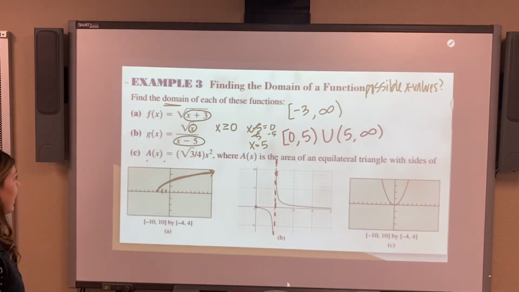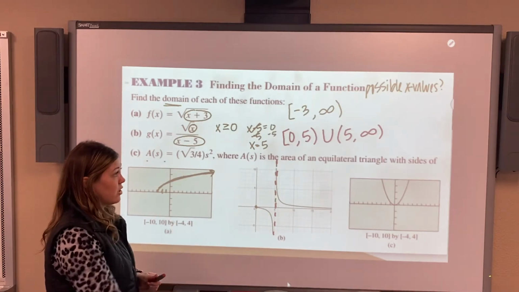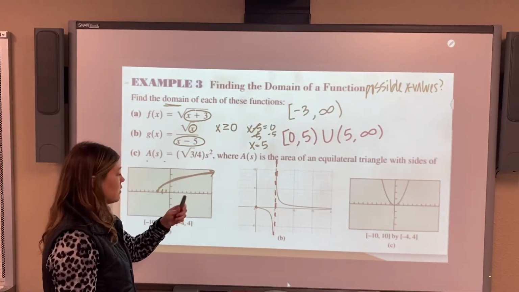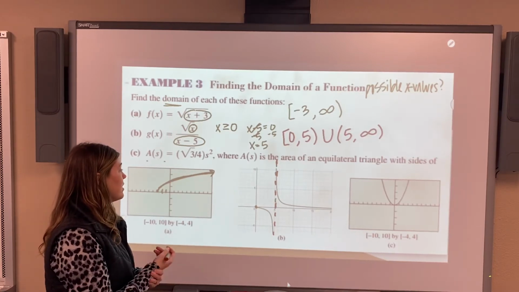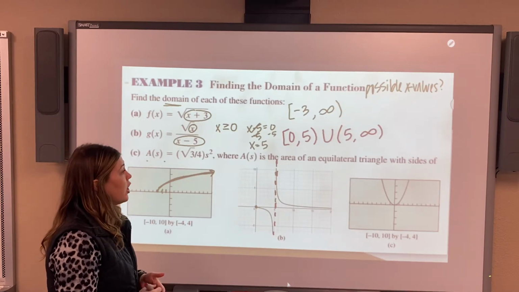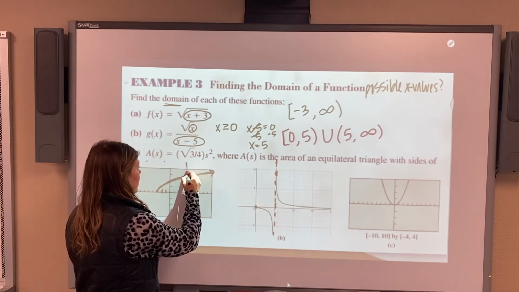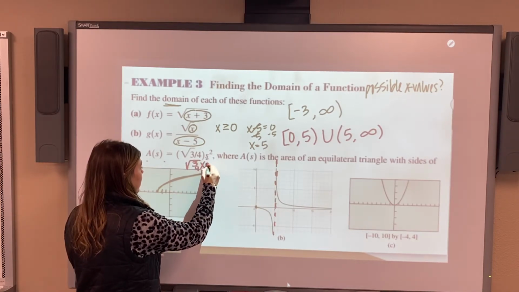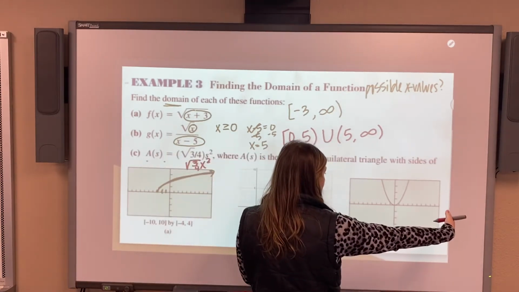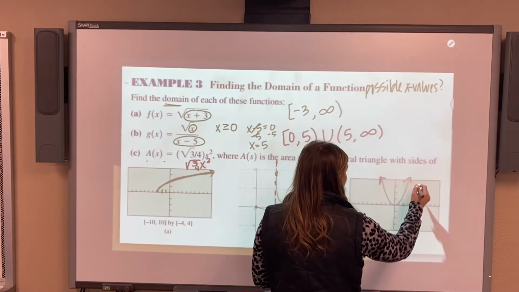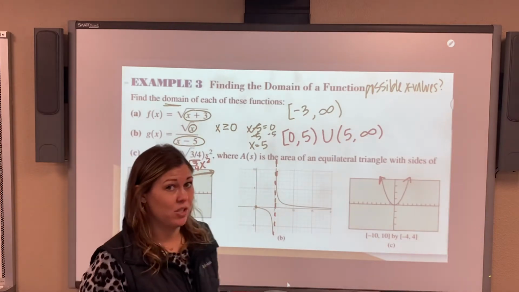And then if we look at C, this is an area where S is, that's the area of an equilateral triangle with sides of S squared. Okay, so if we have our equilateral triangle, it's the square root of 3/4 times S squared. And so if we look at our graph, this is just the same thing as the square root of 3/4 times x squared. So this is just a quadratic. So looking, we have our parabola. This goes on forever left. This goes on forever right. Okay, we don't have any limitations on our x here.